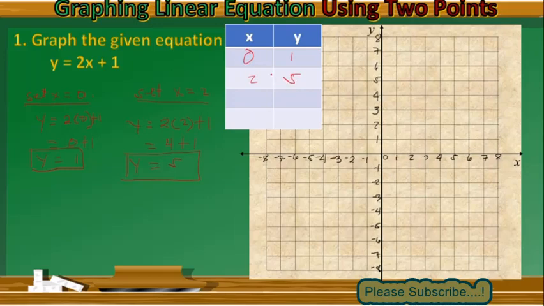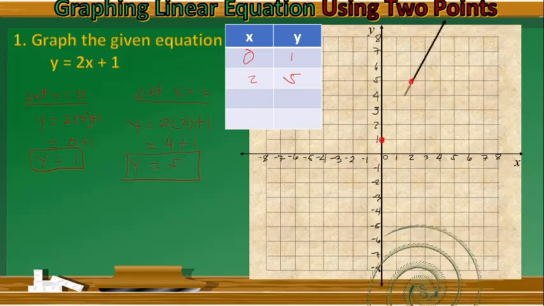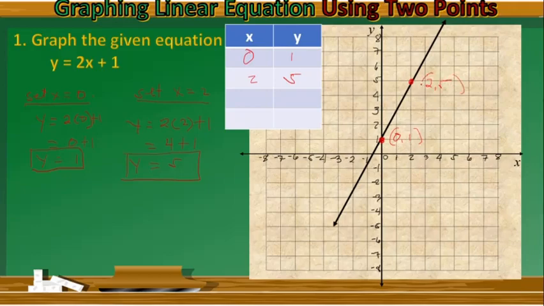Okay, let's locate these coordinates. When x is 0, our y is 1. So here. When x is 2, our y is 5. Here. To connect these to form our graph, that will be our graph for that equation. So this is the point with coordinates 0 and 1, and this one is 2 and 5. Okay, that is the graph of the first equation.